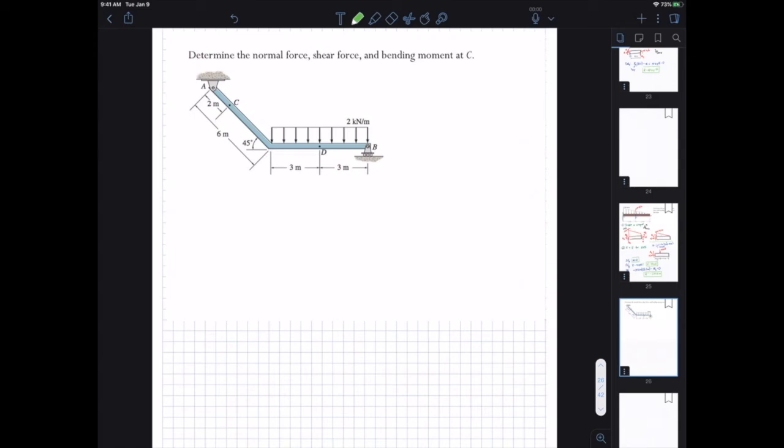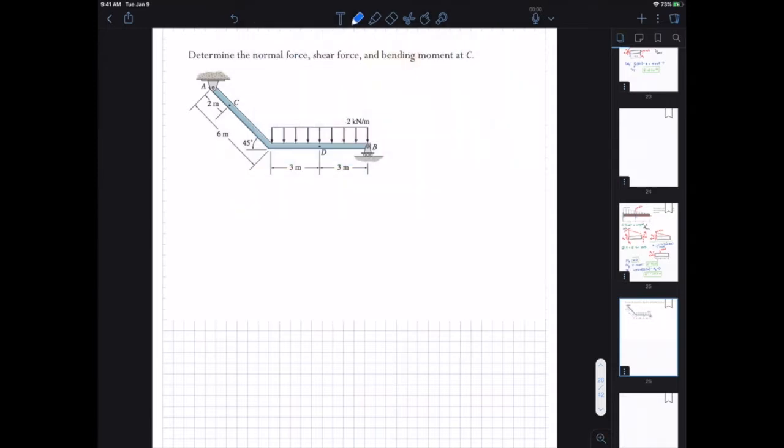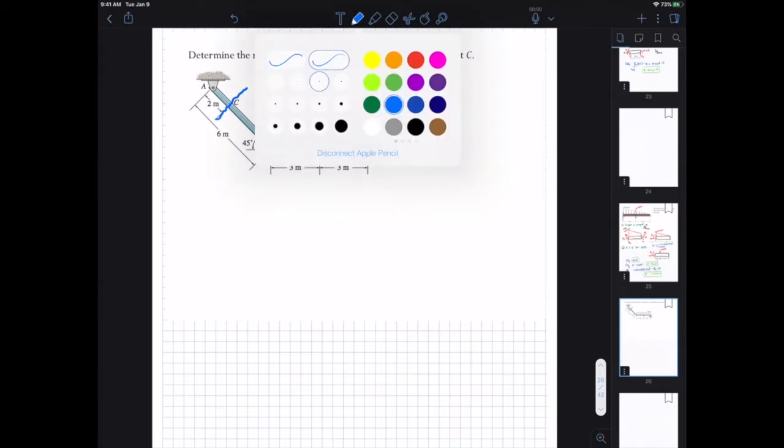Something a little bit more complicated. So here now, of course, we have not just a straight beam, but we've got this beam at a weird angle. And we're still being asked to find the normal, shear, and bending moment at C, which is at this point right here. So let's set up our free body diagrams and figure out which one is the right one to use.